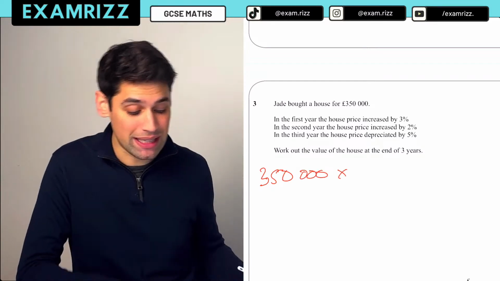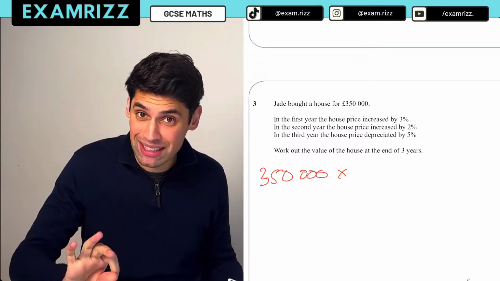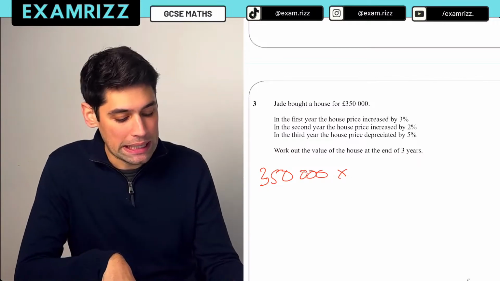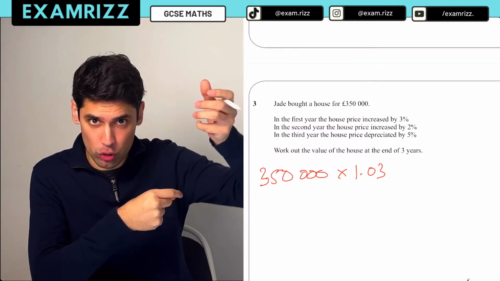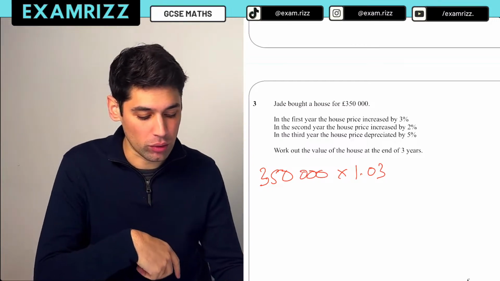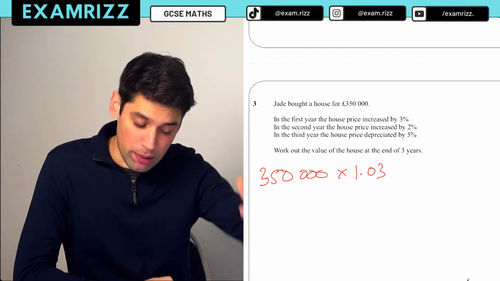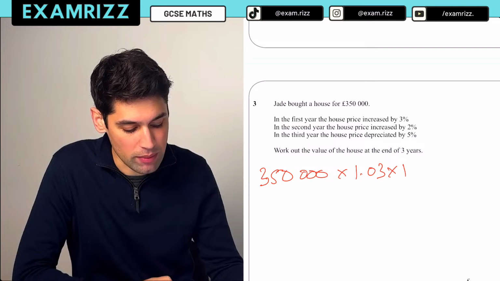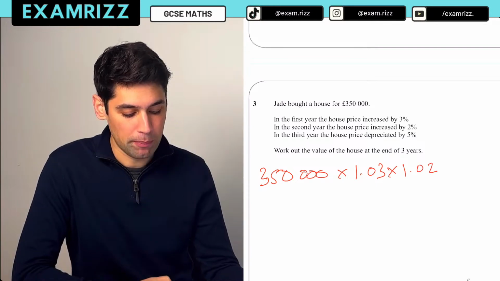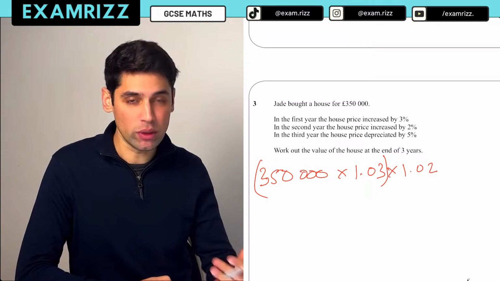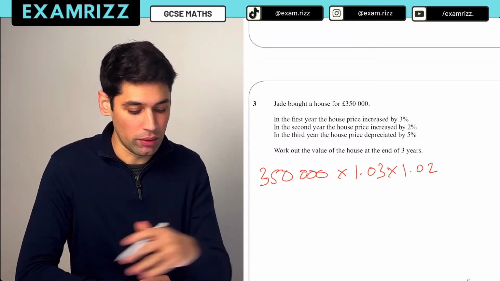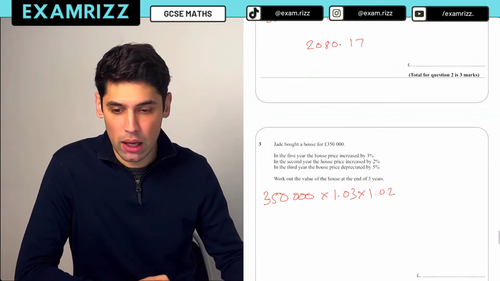And we're going to times it. So it's an increase of 3%, so the decimal multiplier is 1.03. We're adding the 3 to the 100 and dividing by 100, 1.03. Then it's going to be increased by 2% after that. So we can just straight times that by 1.02 because we don't need to find this answer first. We can just times it by 1.02 straight away.